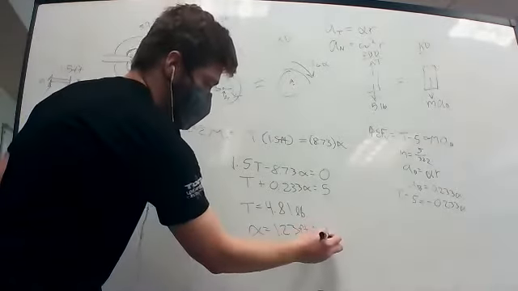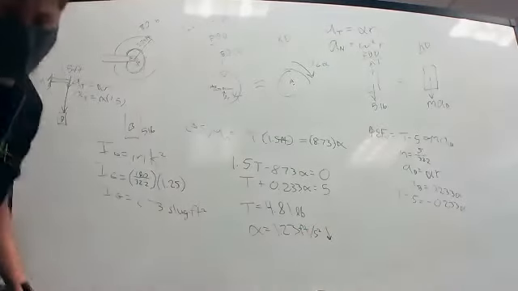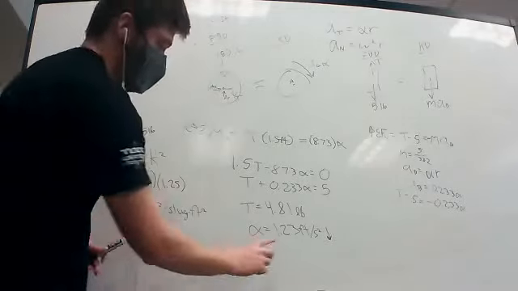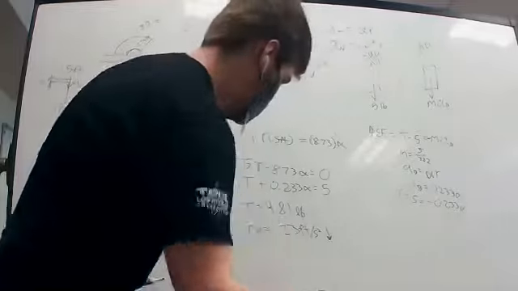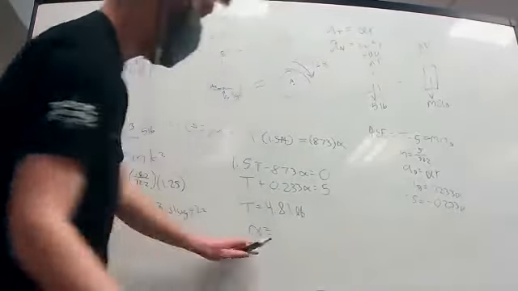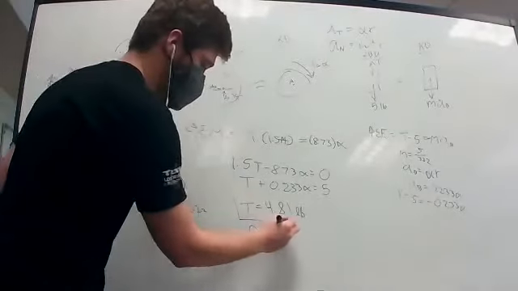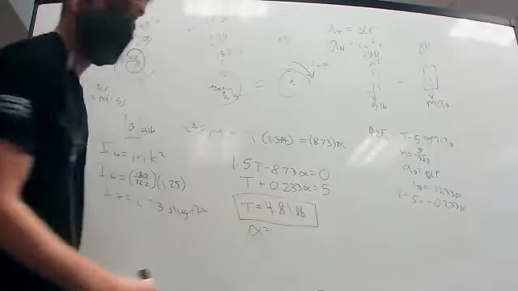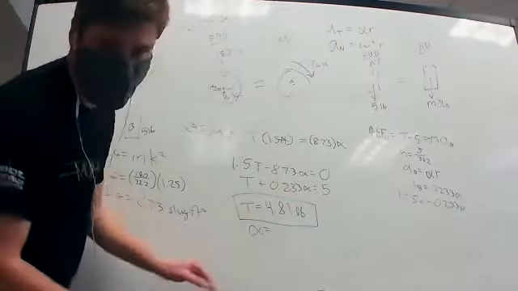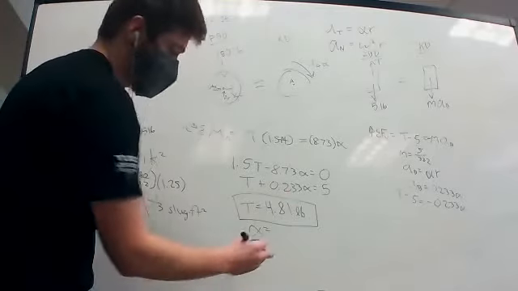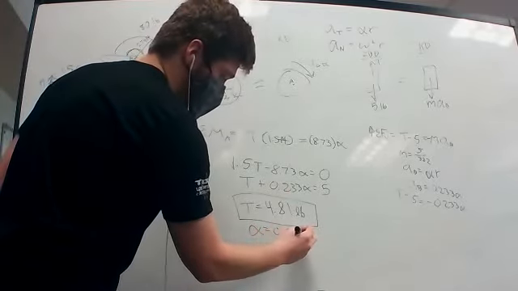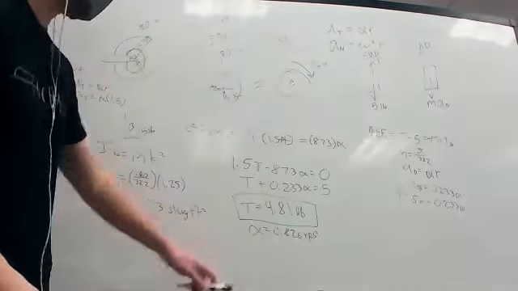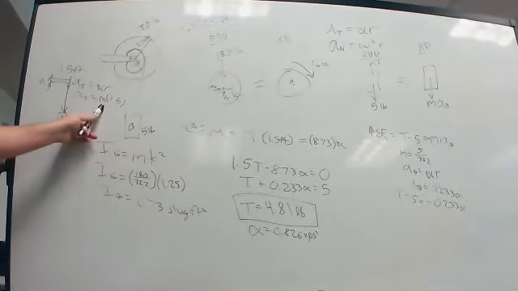And you would say going down. Sorry, I skipped one step. My bad. You'd say alpha, so this is our first answer. Well, you don't need that. You'd say alpha is equal to 0.826 radians per second squared.